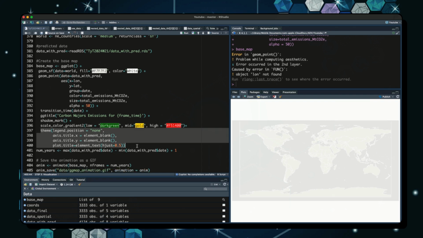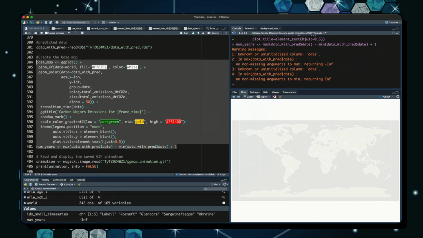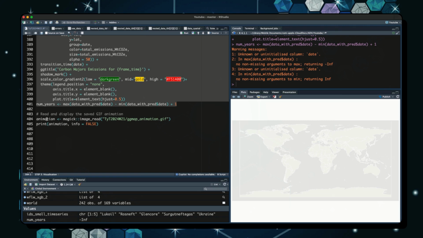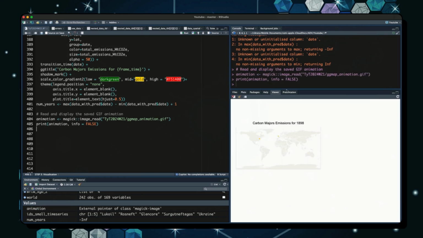Some plotting settings around the legend and the title on the axis, and the number of years over which we are going to loop the graph is directly linked to the dates that we have, so between the min and the max plus 1. This code takes a bit to run, so I had saved it on my computer, and here it is.